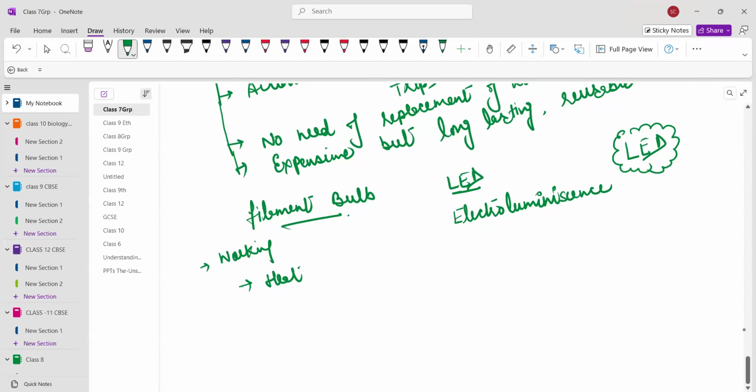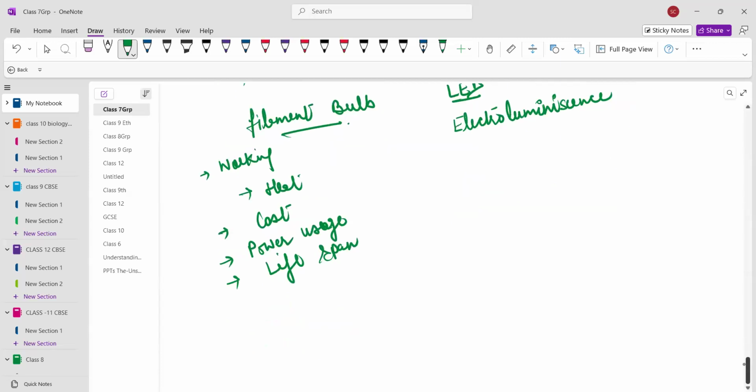First is working principle. Second is heat. Third is cost. Next is power consumption, power usage, which is taking more power, which is taking less power. Next, you can write lifespan. Lifespan of your bulb is low. LED is having long lifespan.